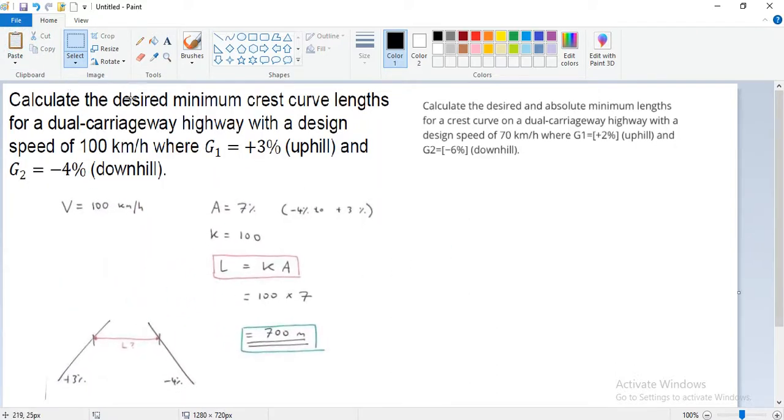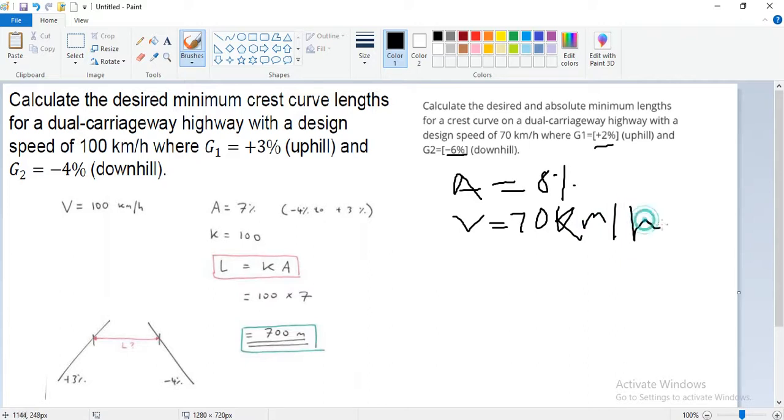Calculate the desired minimum crest curve length. Calculate the desired and absolute minimum length for a crest curve. So both the questions are the same. We have already solved this one. So A is equal to 2 plus 6, it is 8%. Just add both of them. Then the value of V is 70 kilometer per hour.